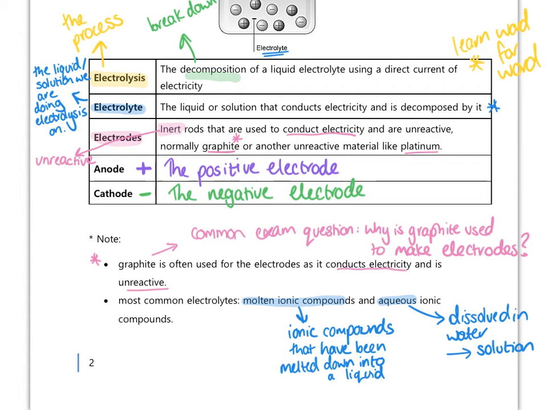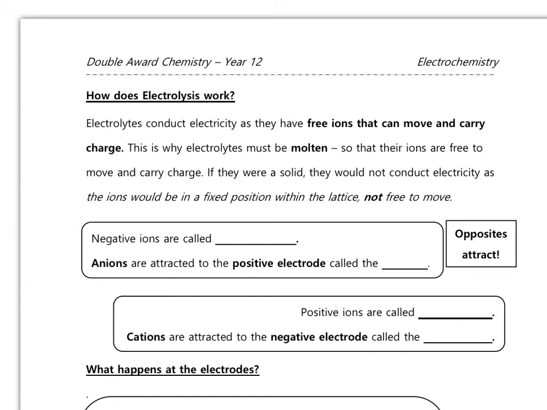But we must either melt them down into a liquid or dissolve them in water to form a solution before electrolysis will even work. So it's something like sodium chloride, say for example. Sodium chloride would be a solid, so we need to either melt it down into a liquid or dissolve it in water so that it's a solution.